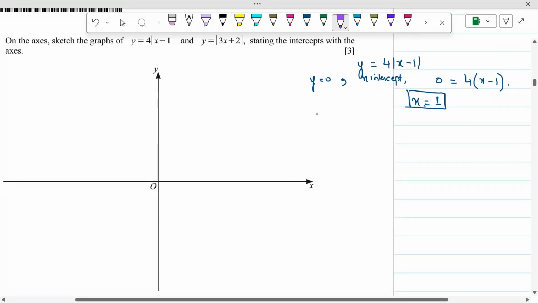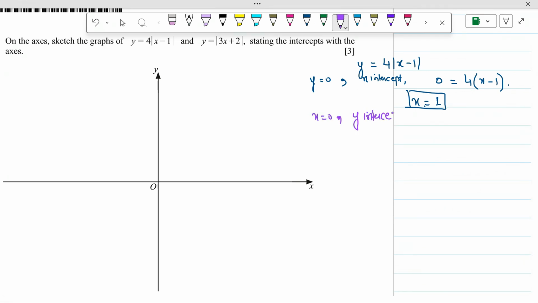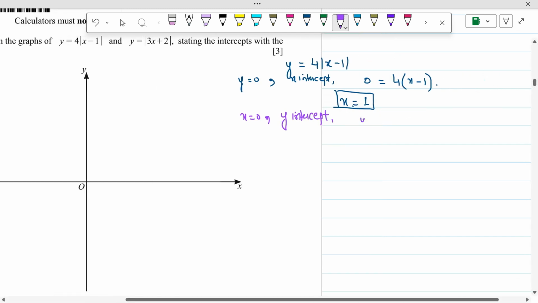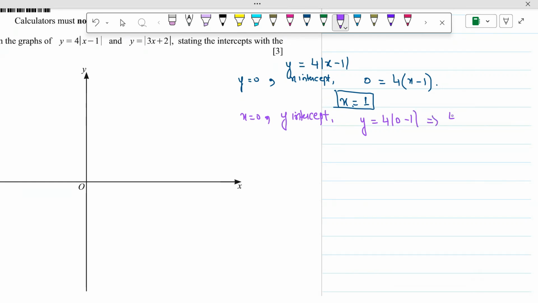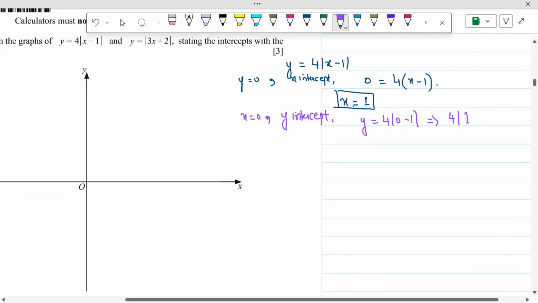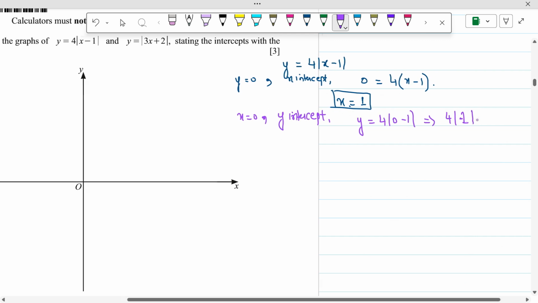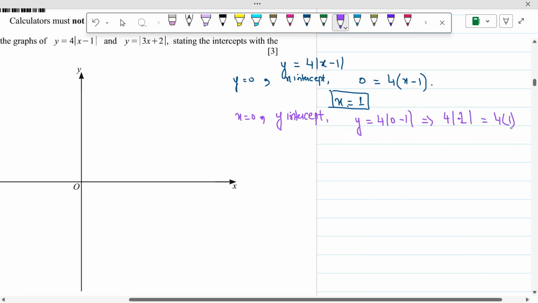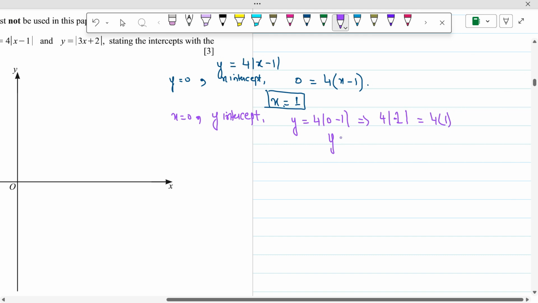Now plug x equals 0 to find the y-intercept. So y equals 4 times the absolute value of 0 minus 1, which is 4 times the absolute value of negative 1. The absolute value of negative 1 is 1, so 4 times 1 gives y equals 4. Okay, so we have the point (0, 4), and the other point has x-coordinate 1 and y-coordinate 0.